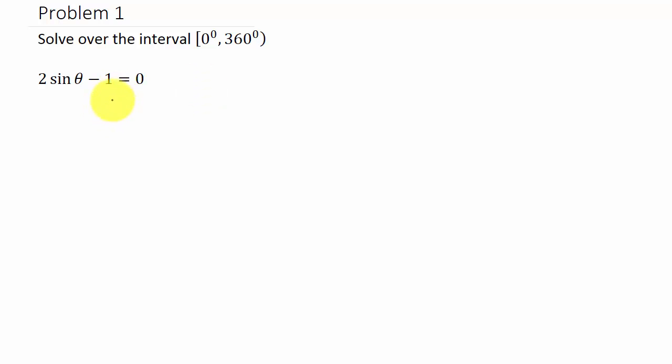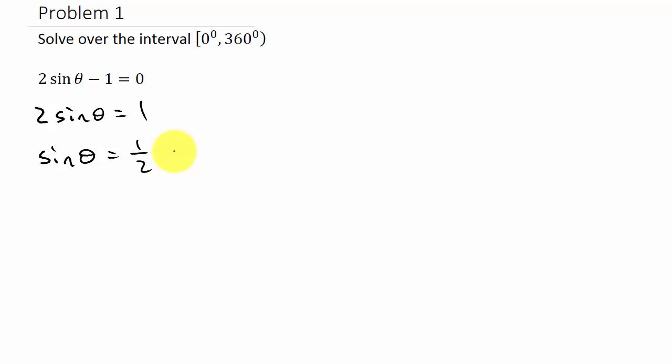Alright, so the first thing we want to do is get sine theta by itself. When we do that, that's going to give us 2 sine theta equals 1. And then I divide both sides by 2, and that gives me sine theta equals 1/2.